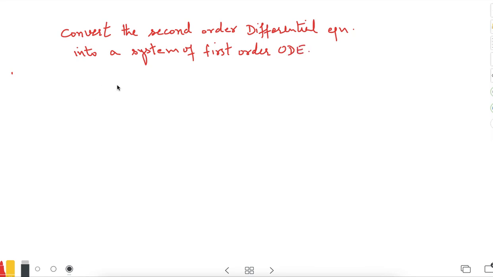So let us say that the differential equation is given by t times y double dash minus y dash plus 4t cube y is equal to 0, and this second order differential equation has two conditions, say y at 1 is 1 and y dash at 1 is 2.